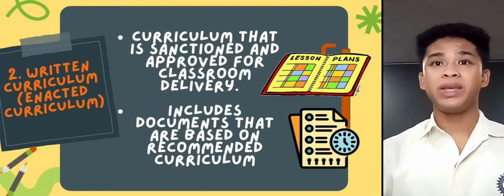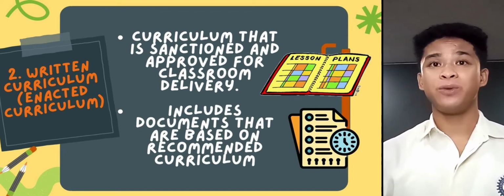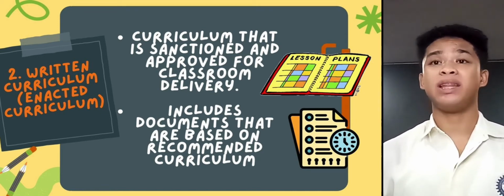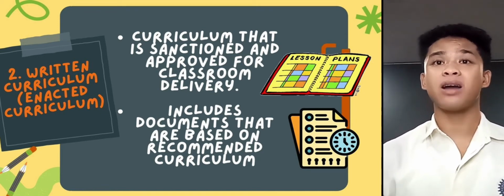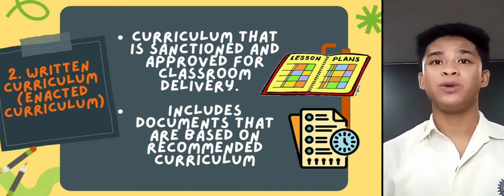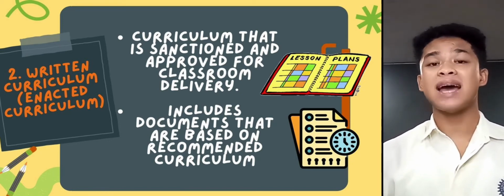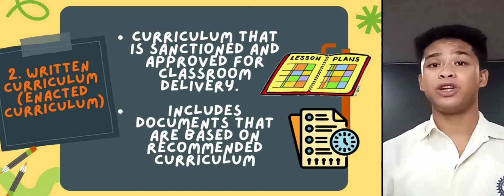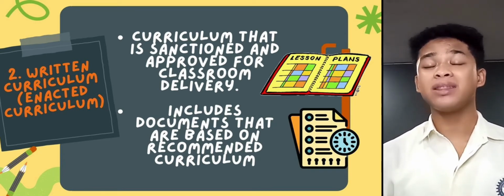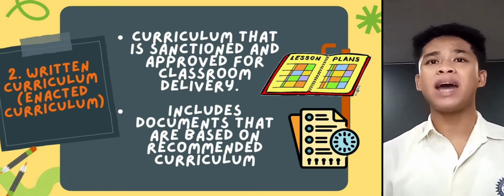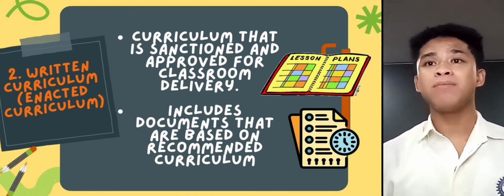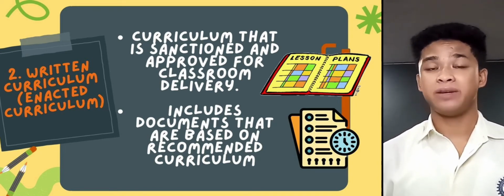Second type of curriculum is written curriculum or enacted curriculum. So this is the curriculum that is sanctioned and that is approved for classroom delivery. So it includes documents that are based on recommended curriculum. And here in written curriculum, what happens is that it translates recommended curriculum into more specific learning outcomes, or nagkakaroon ng practicable plan para yung mga malalawak na ideals or goals ng recommended curriculum ay maging more specific para makonsider yung kung ano talaga yung nangyayari sa field.